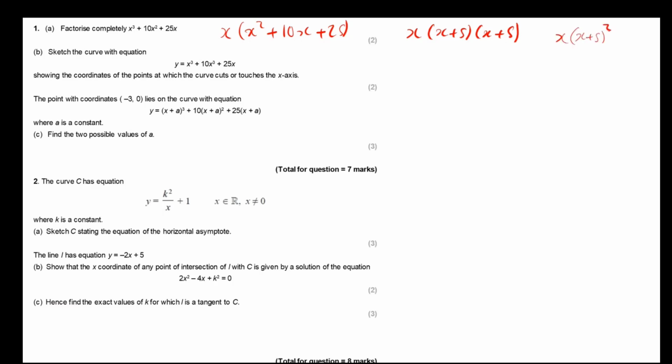So when you have a squared here, what does that mean? It's a what type of root? Only one, yeah, and we call that a repeated root. So that's when it just touches the axis in a way. That's a repeated root. So look at our solutions for sketching this. We've got x equals 0 and x equals minus 5.